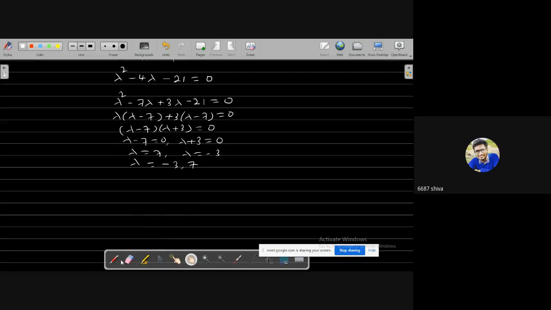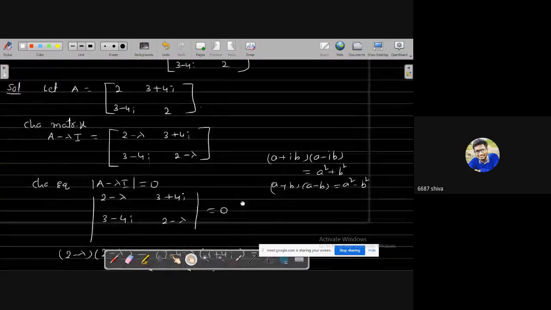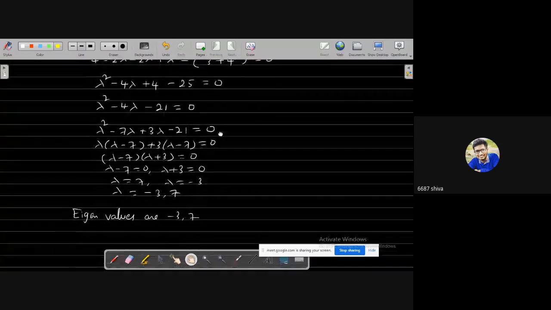So we got the roots. Eigenvalues are minus 3, 7. If you have doubt whether your eigenvalues are right or wrong, check with the matrix. Add them: minus 3 plus 7 is 4. Add the diagonal elements: 2 plus 2 is 4. Eigenvalues minus 3 plus 7 equal to 4, therefore our eigenvalues are correct. Any doubt up to here?